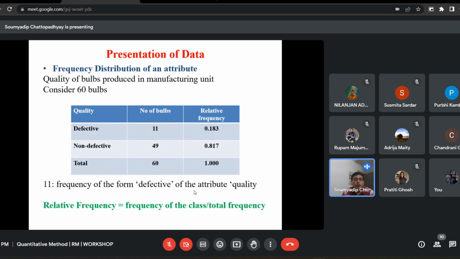Correspondingly, you can think of relative frequency, which is defined as the frequency of the class divided by total frequency. If you multiply it by 100, then you get the percentage of bulbs which are defective in nature and the percentage of bulbs which are non-defective in nature. And if you get that percentage figure, you can represent those percentages in terms of a bar diagram or in terms of a pie diagram.